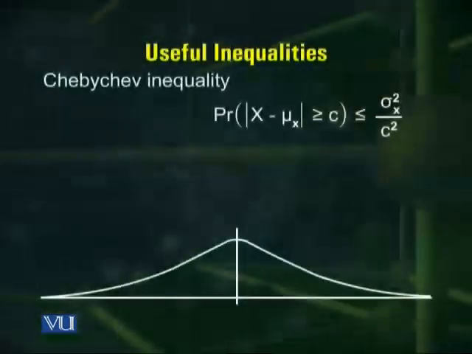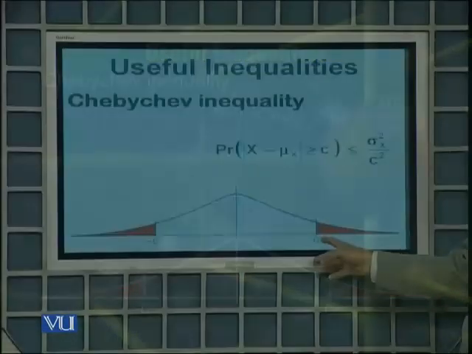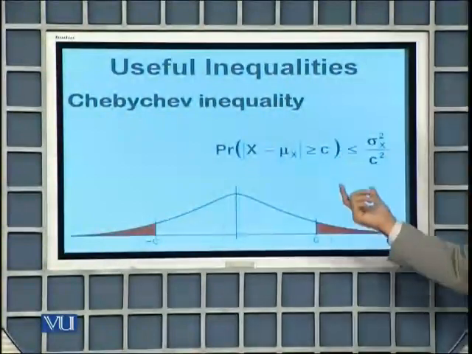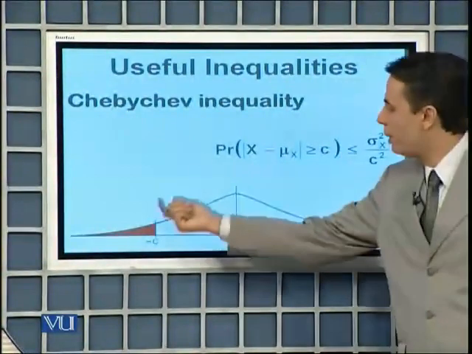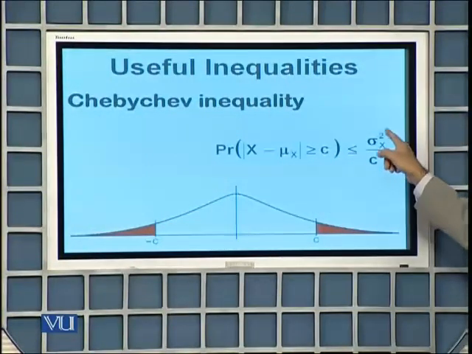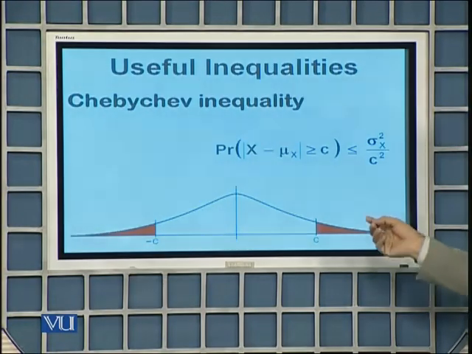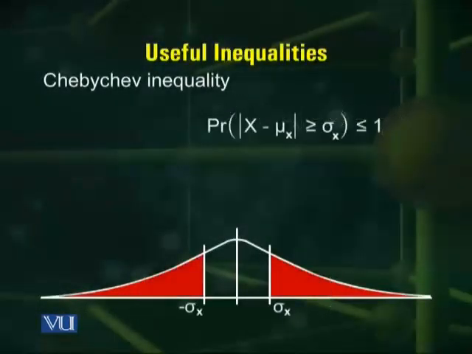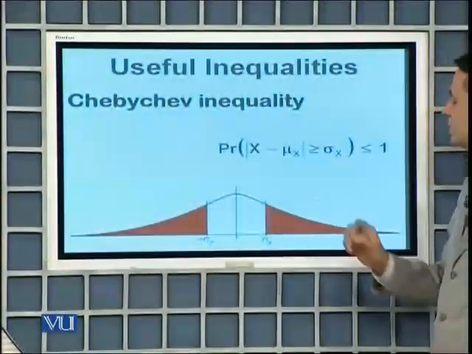We can mark different points on this PDF, for example c and minus c, find the two tails, and Chebyshev inequality says the combined probability of these two tails is less than or equal to variance of this random variable divided by c square. We can put certain interesting values of c. For example, we can put c to be sigma x, or standard deviation of x.